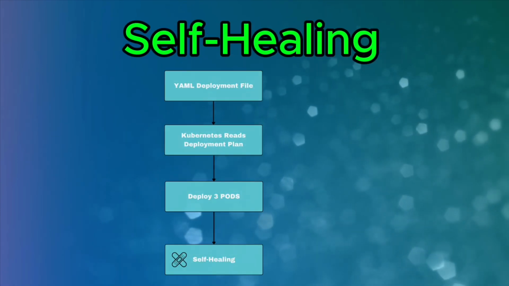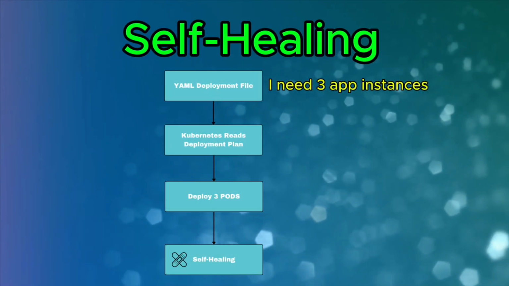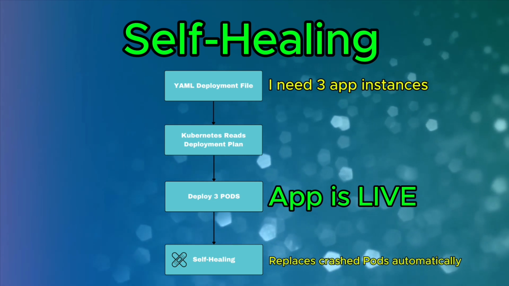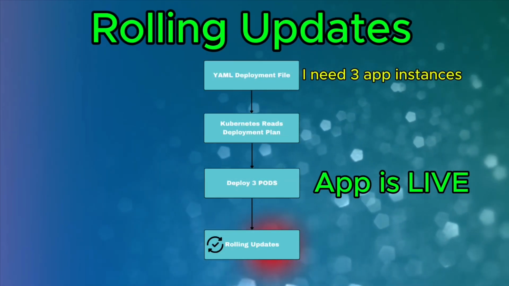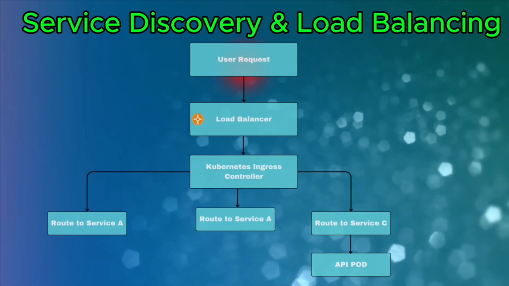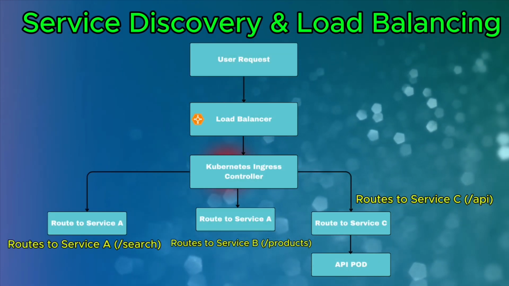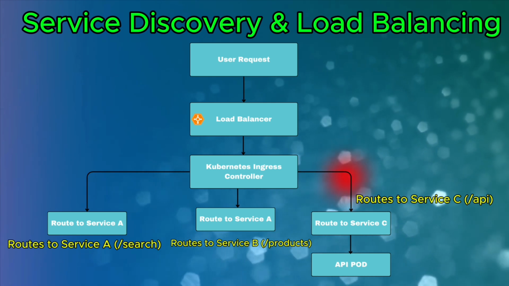Monitors pods and automatically replaces or restarts them if they crash or become unresponsive. Allows rolling out application updates without downtime. Automatically routes traffic to the right pods, distributing the load evenly for better performance.